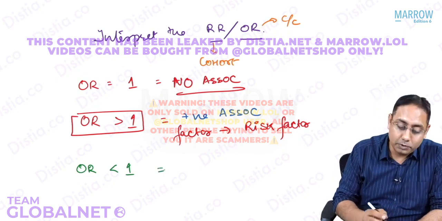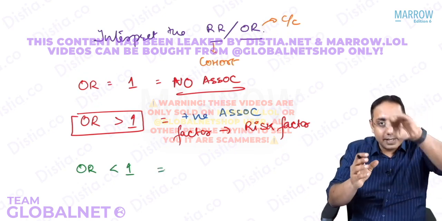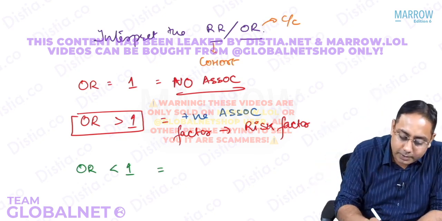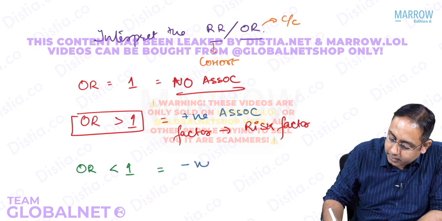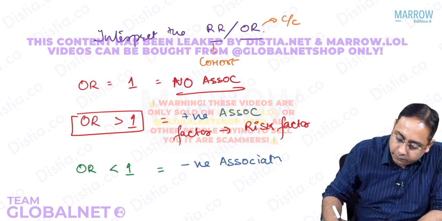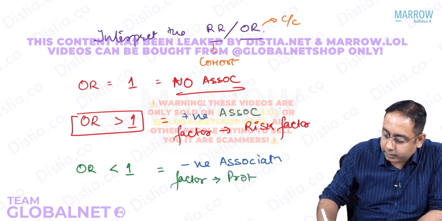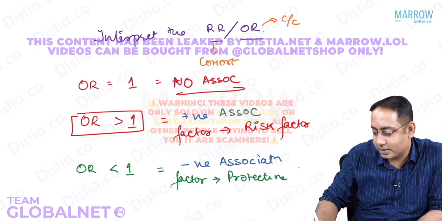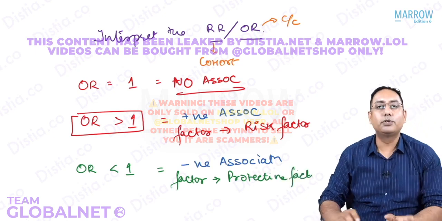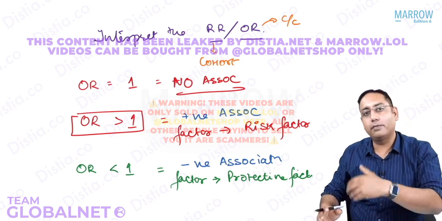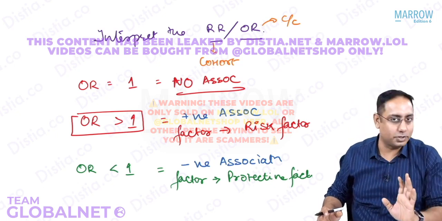However, if the odds ratio comes out to be less than 1, what does it mean? If the odds ratio comes out to be less than 1, that means logic is less than the non-logic. Non-logic is more. That means what? That means it is a negative association. That means whatever factor we were assessing, that factor is a protective factor. So please note that odds ratio equal to 1, no association, more than 1 is positive association, and less than 1 is a negative association.